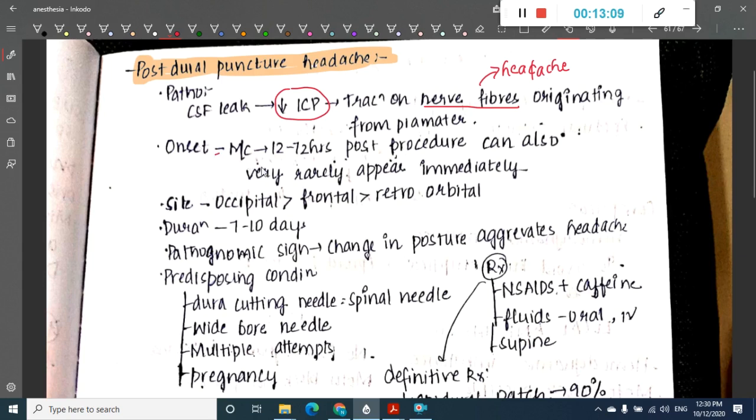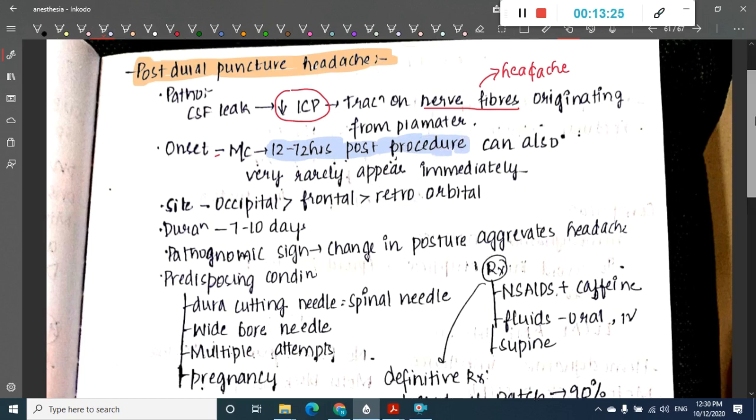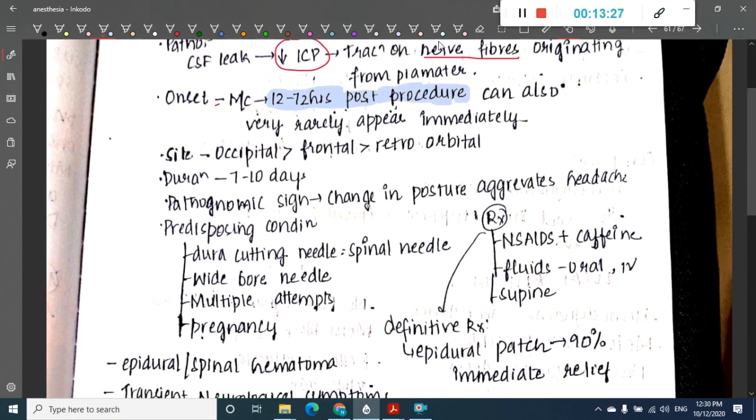The onset, most commonly, occurs 12 to 24 hours post procedure. This is very important. It can also occur immediately, but rarely. The site of the headache is mostly occipital, followed by frontal, followed by retroorbital, and this headache stays for around 7 to 10 days.